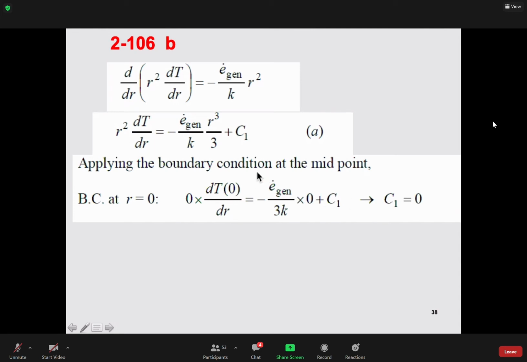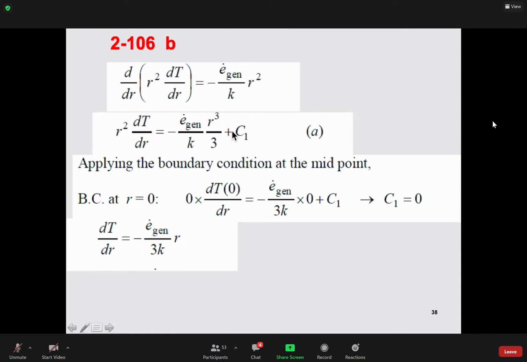Now you have this value 0, therefore you can divide by r squared, and you can take the second integral, okay? Therefore, now you'll equate, yes, sir.